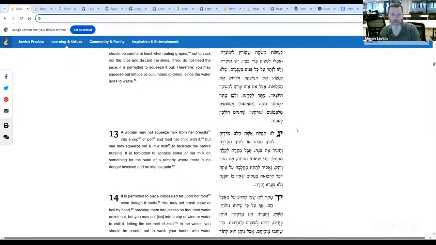Interesting law. Lo tikalach isha cholav midadeh letoich hakos. A woman can't squeeze milk from her breast into a cup on Shabbos, which is the question of women preparing the milk before Shabbos or on Shabbos for the baby, or into a bowl, and then nursing the child from that. But it is permitted to squeeze a drop so the child should start nursing. So it's basically the question of whether you're allowed to pump breast milk on Shabbos for the baby. That's prohibited, not just using an electric one, but even a manual non-electric one is prohibited on Shabbos.